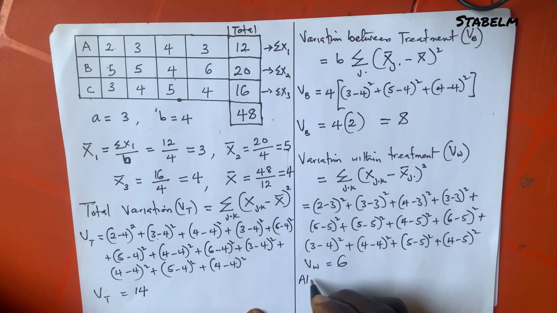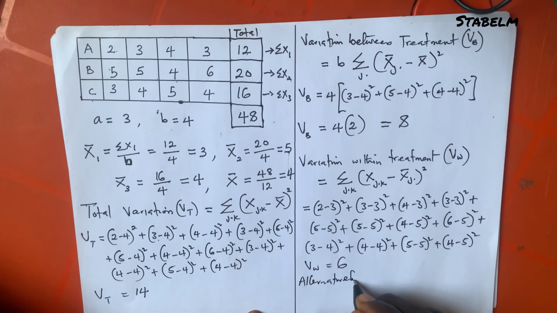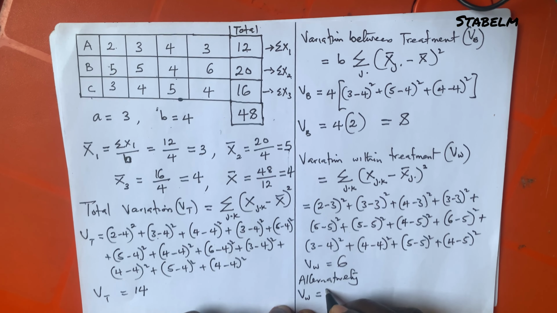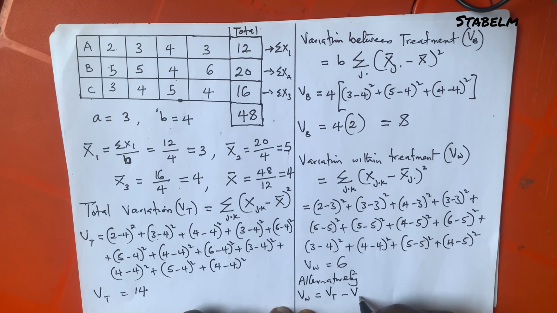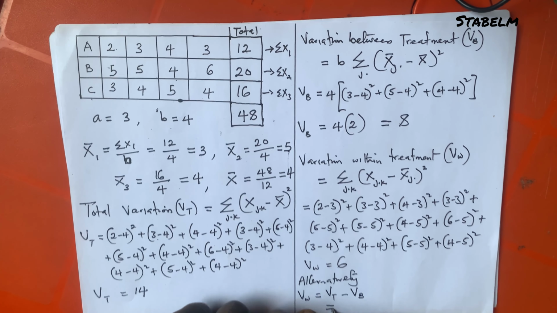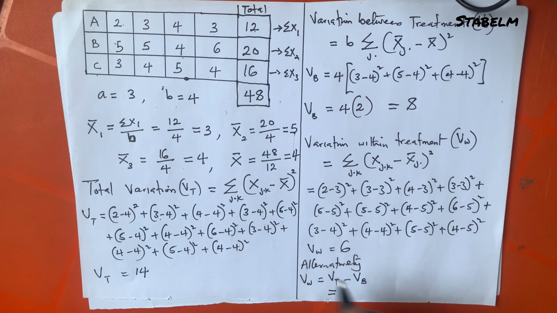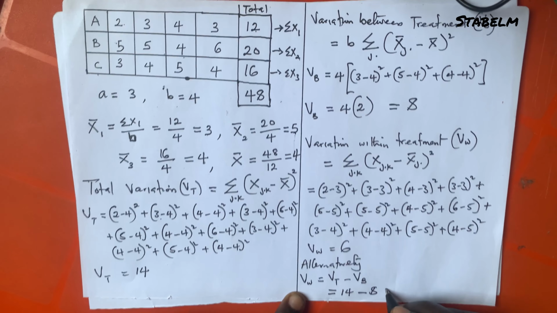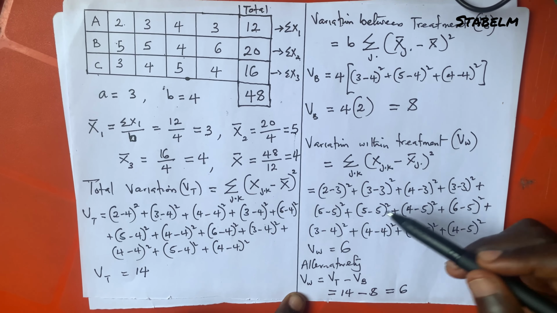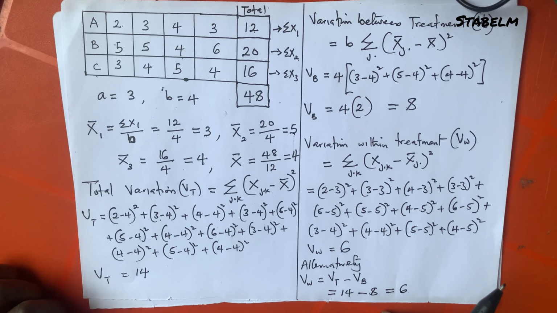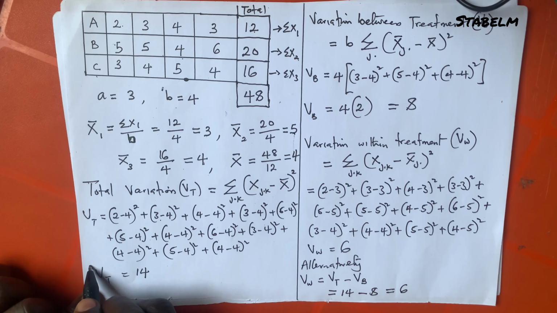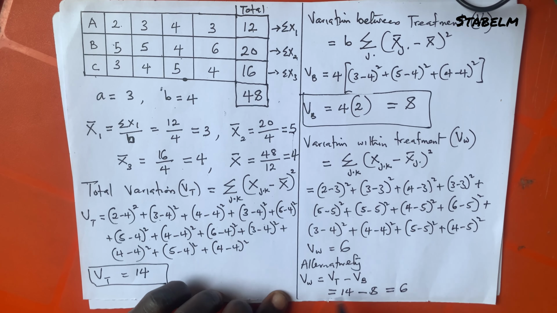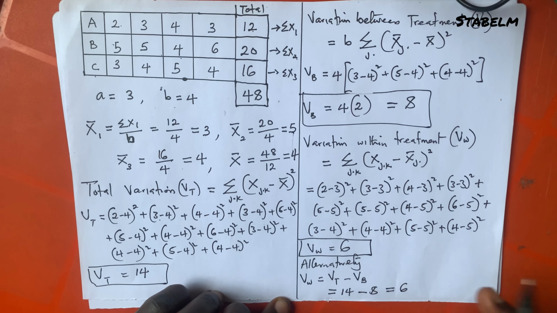Then alternatively, this variation within can be calculated simply as V within equals to V total minus V between. Now, if you see very well, V total here equals to 14. So we say 14 minus V between, which is 8. Therefore, 14 minus 8 will give us 6. So instead of passing through all this, we can just use this short way to get that. So now we have our total variation to be 14. Don't forget that. Variation between treatment to be 8. Remember that. And the variation within treatment to be 6.